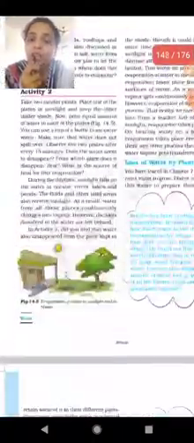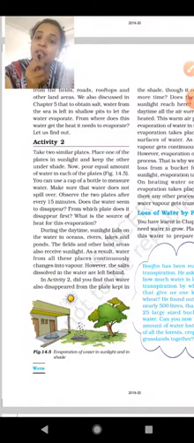This activity 2 we will complete in our next session.